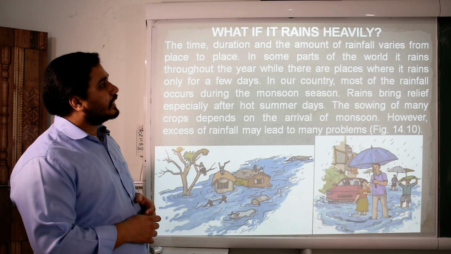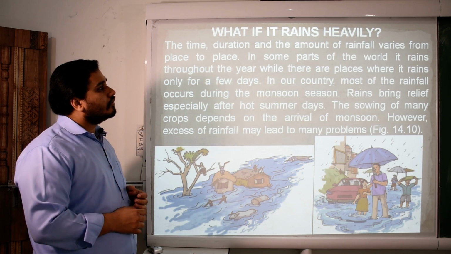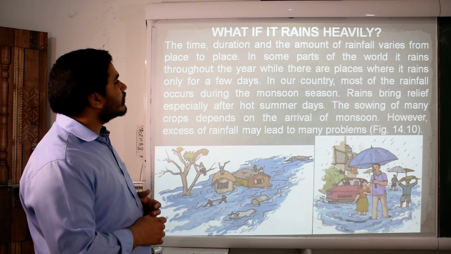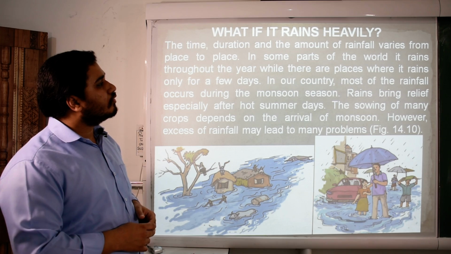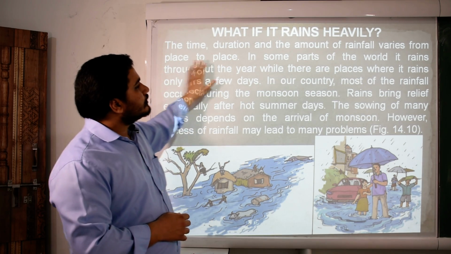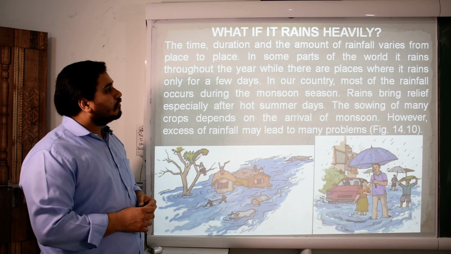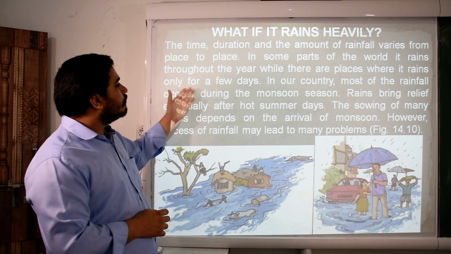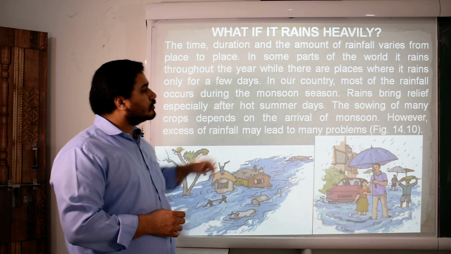What if it rains heavily? Now consider the condition that if it rains heavily in a particular area, a state, a city or a country, what conditions will there be? The time, duration and amount of rainfall vary from place to place. In some parts of the world, it rains throughout the year, while there are places where it rains only for a few days. In our country, most of the rainfall occurs during the monsoon season.